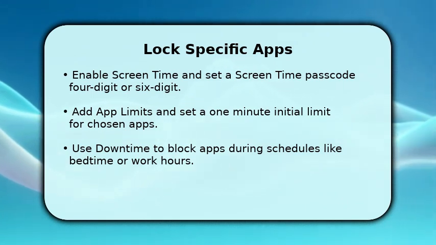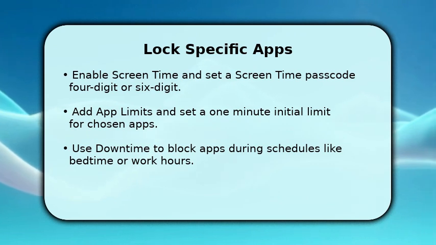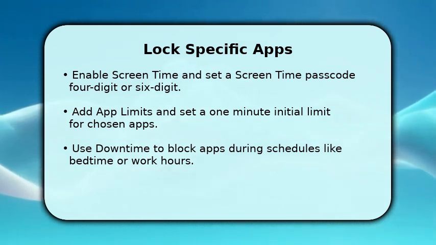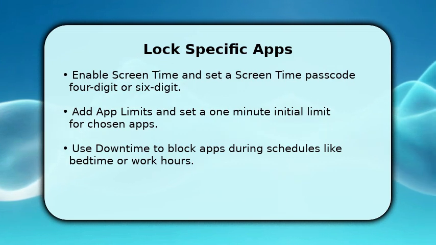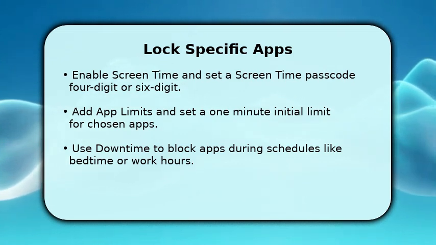Go to App Limits, add apps or entire categories, and set a 1-minute limit initially. When the limit expires, tap Ask for more time and require the screen time passcode. Use downtime to block apps entirely during schedules like bedtime or work hours.